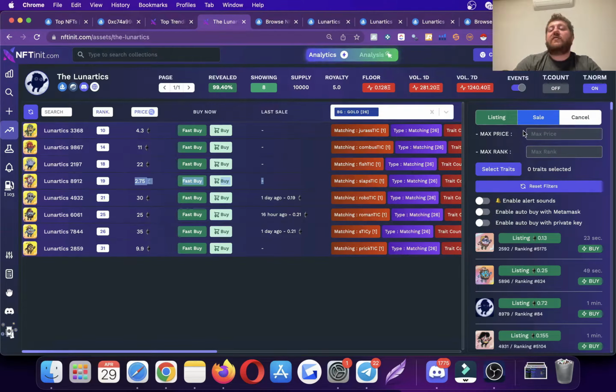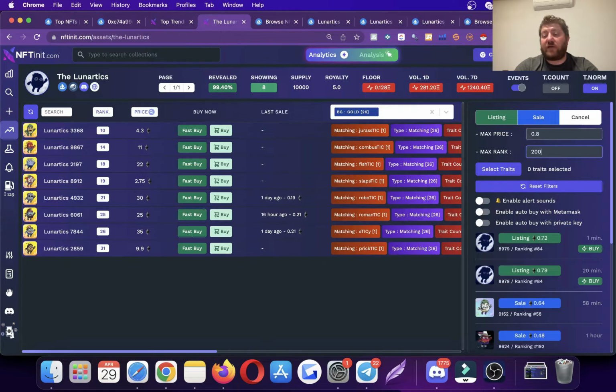However, what you can do here is enter your max price. Let's say I'm willing to pay 0.8, but only for NFTs in the range of the first 200. So whenever something gets listed in this range, the system is going to pop it up here. Or, in other words, it is not going to show you the listings that are not in the range of these parameters. This is particularly useful.